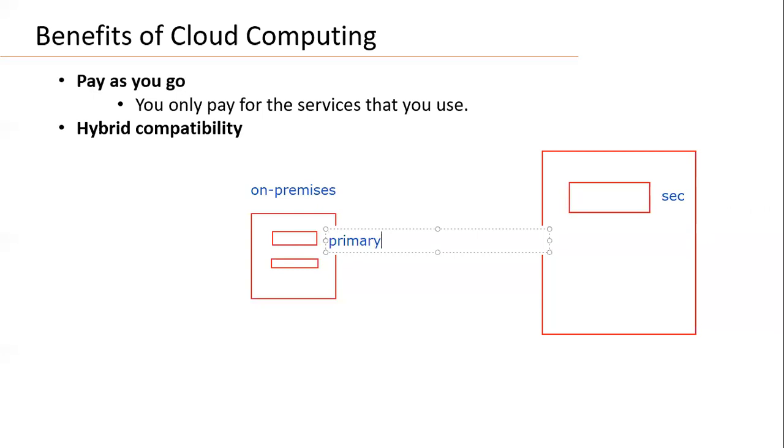Okay, so as well, remember, whatever the storage is there on-premises, we can still use this storage with one of our servers which is in the Microsoft Cloud, for example. This is considered hybrid compatibility. So combining the resources of the local on-premises data center and the cloud data center.